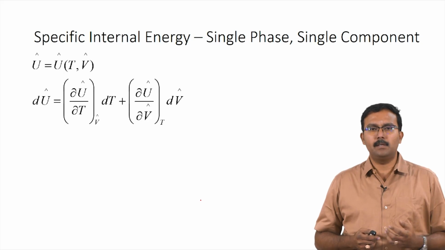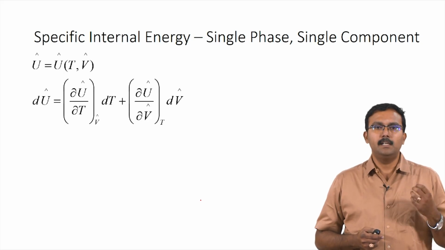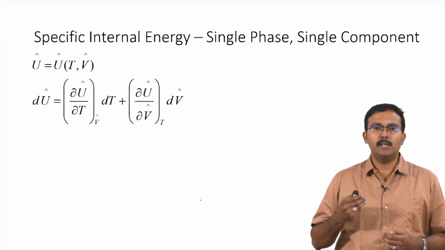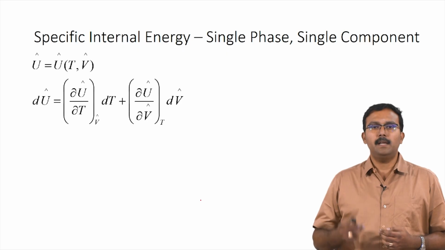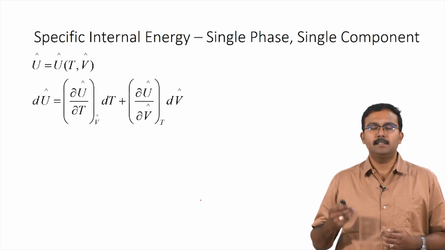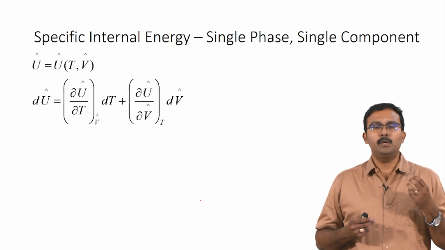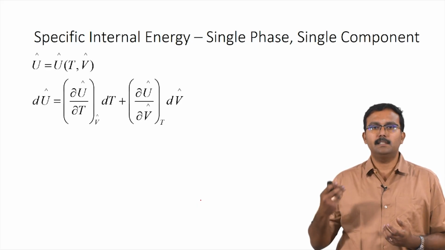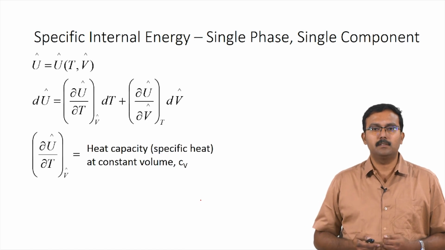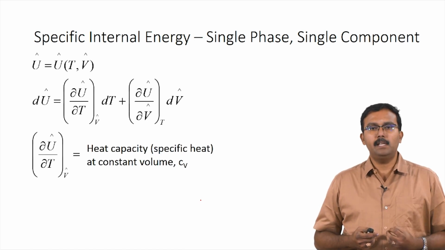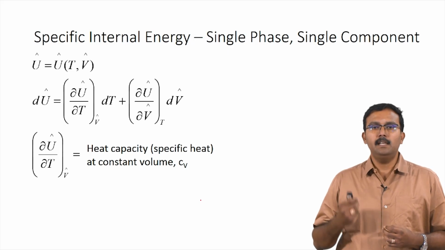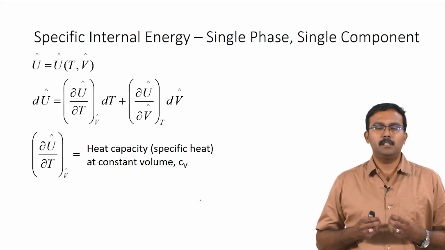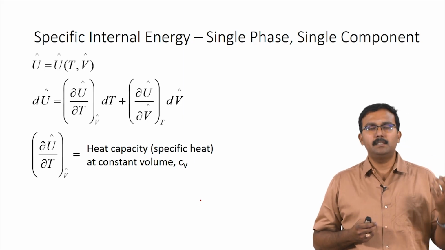When you differentiate this equation, what you would end up with is differential of u cap, which is the specific internal energy, would be equal to dou u cap dou T times dT plus dou u cap dou V cap times dV cap. So, here in the first term you are assuming specific volume to be a constant, and in the second term you are assuming temperature to be a constant. The term dou u cap dou T at constant volume is called the heat capacity or the specific heat capacity at constant volume. So, this term is used when we calculate change in internal energies.